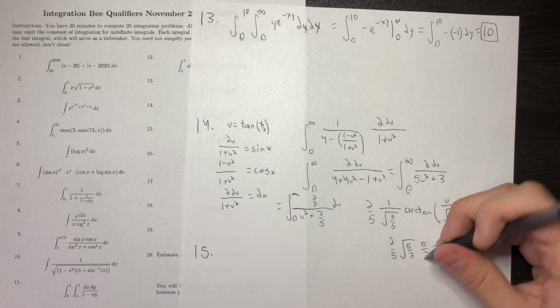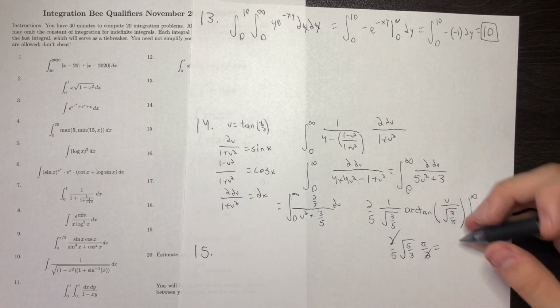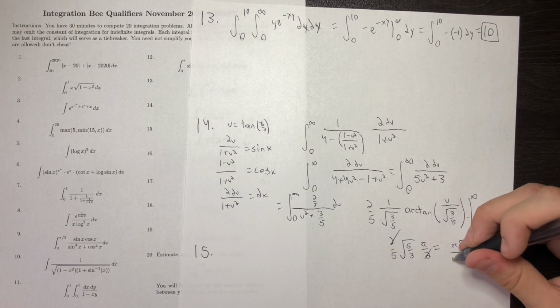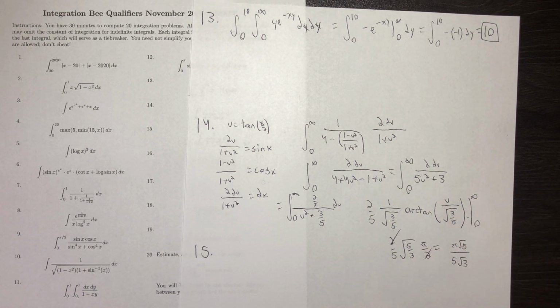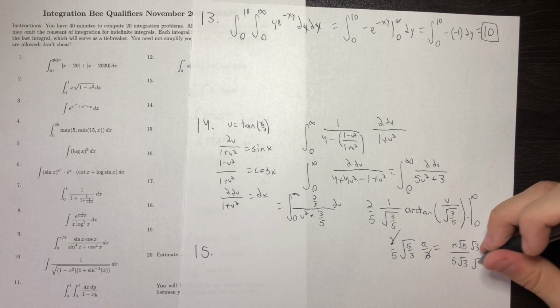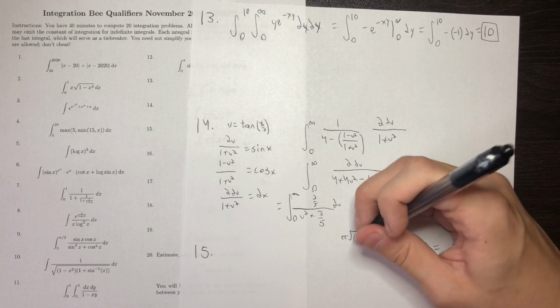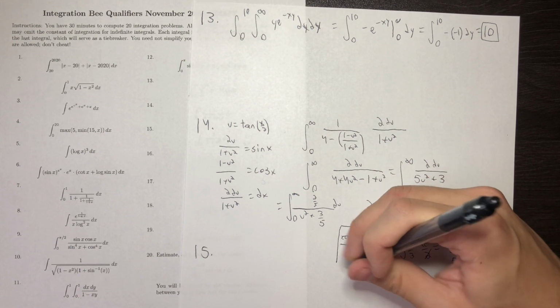So now simplifying this out, these 2's are going to cancel. And now we're going to have a pi root 5 over 5, and then root 3. So now rationalizing, multiplying root 3 over root 3, this is going to become pi root 15 over 15. Pi root 15 over 15, and that's our final answer for the problem.